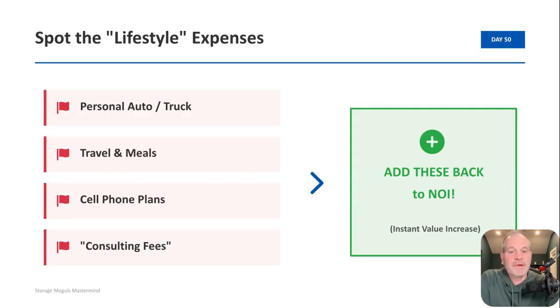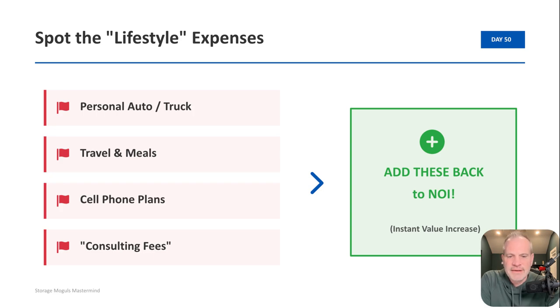All right, let's talk about those little sneaky lifestyle expenses that can deflate a seller's reported NOI, and that's bad for them, good for us. These are personal costs that often get mixed into the business financials. So you look for things like personal, auto, or truck expenses, travel, meals.